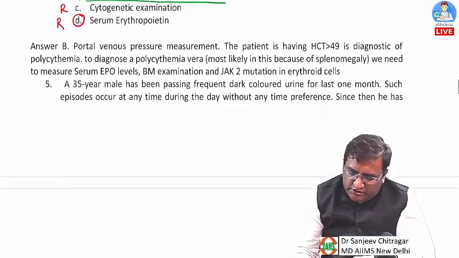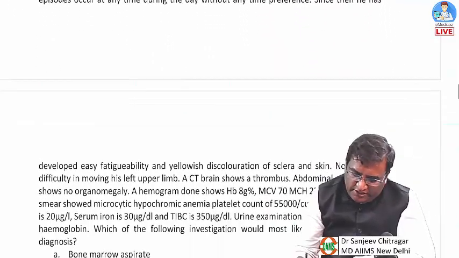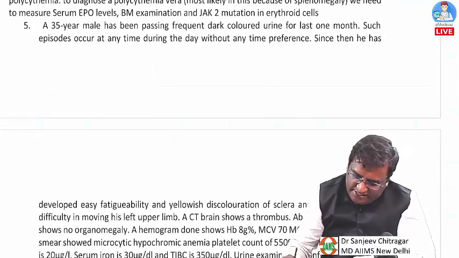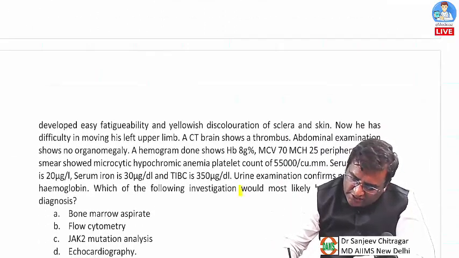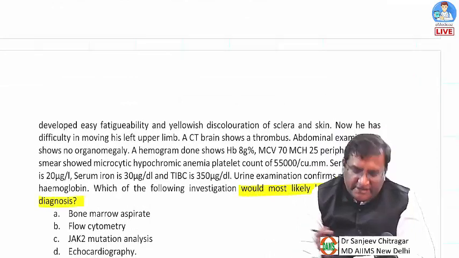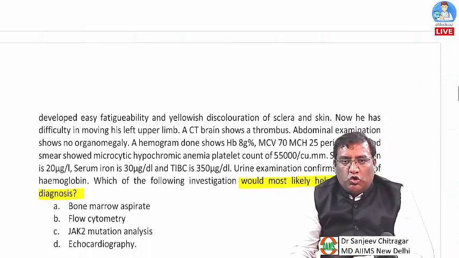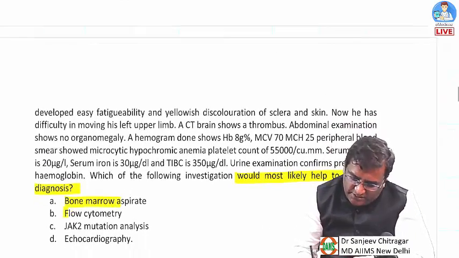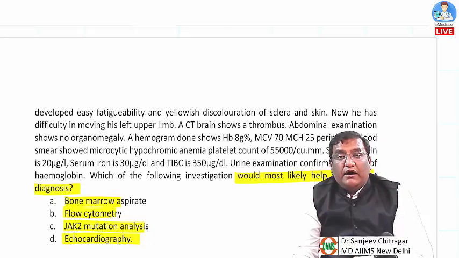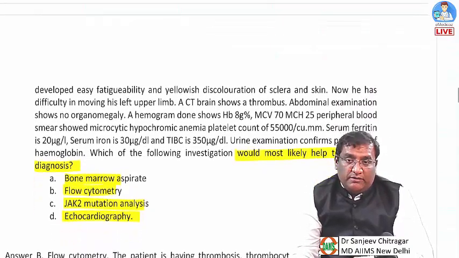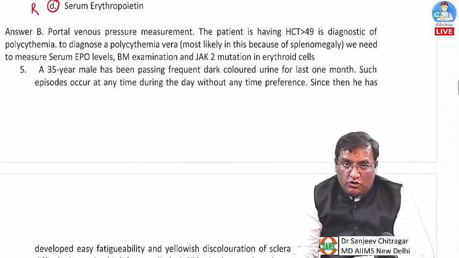Yes. So let us look at the next question, a little bit lengthy one. Last line I will start. Which of the following investigations would most likely help in arriving at the diagnosis? The options given are bone marrow aspirate, flow cytometry, JAK2 mutation analysis, echocardiography. Which will help in arriving at the diagnosis? Most appropriate, most likely. Let us look.